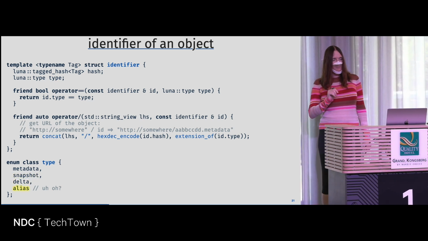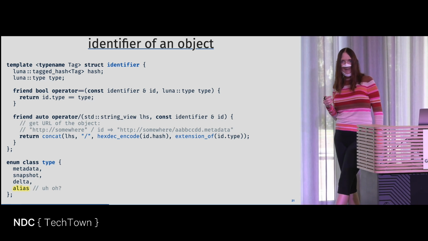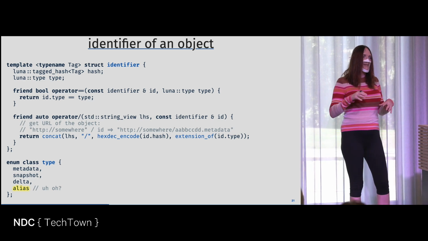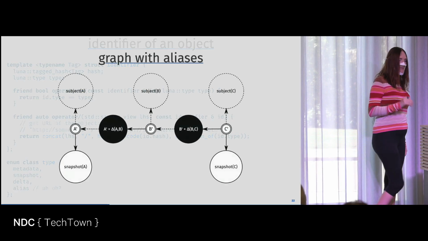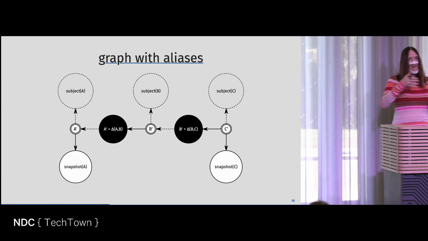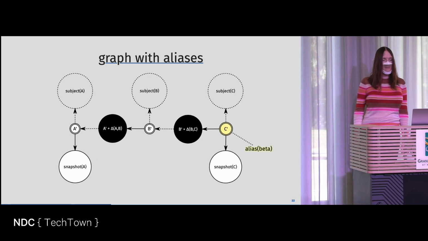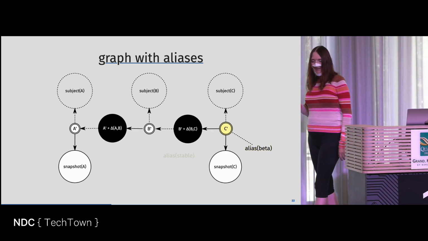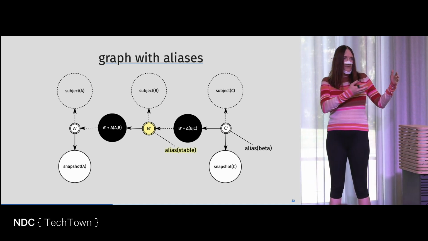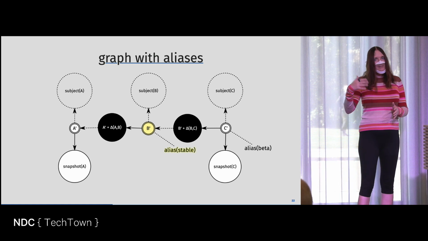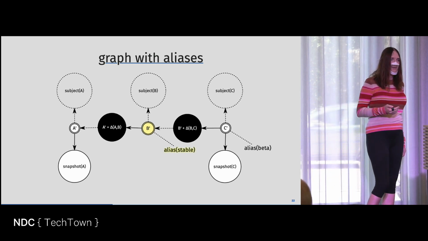Alias is something special. It's actually metadata, but it is not stored on the CDN under its hash, but under its name. Let's say we have a graph, and as we are releasing in time, we mark this node C as a beta release, and node B is stable. So users can choose whether they are in the beta stream or the stable stream.